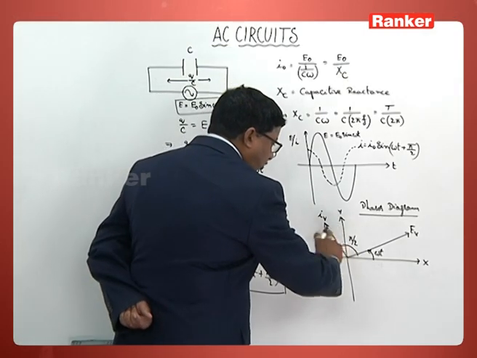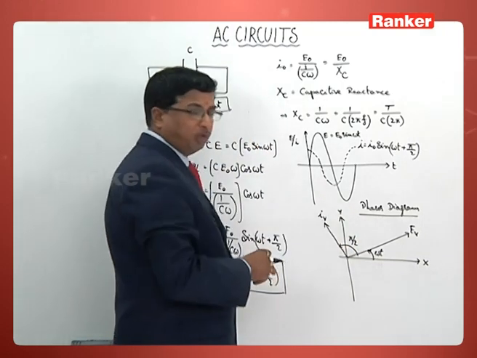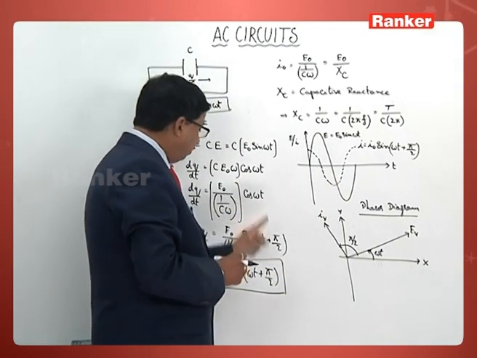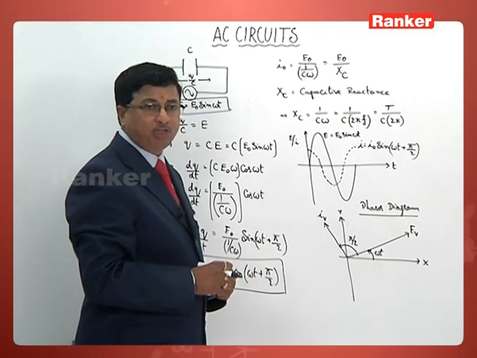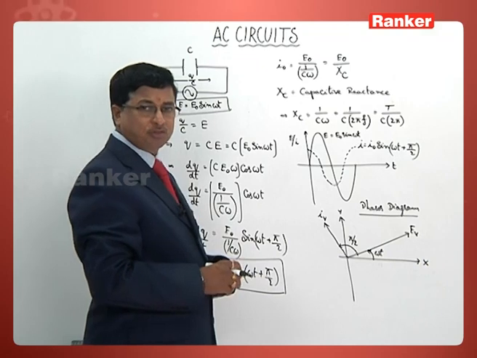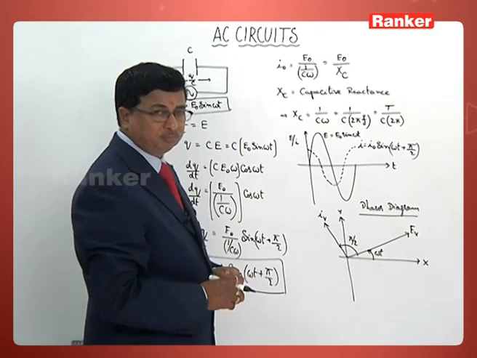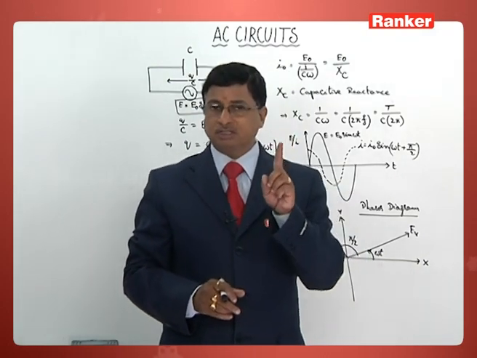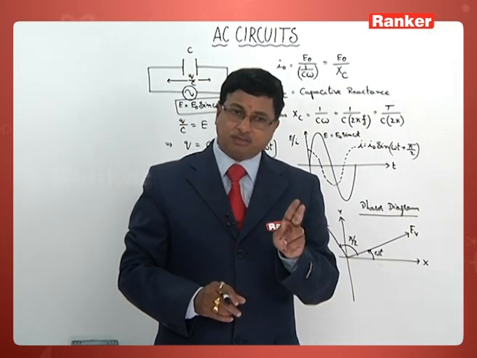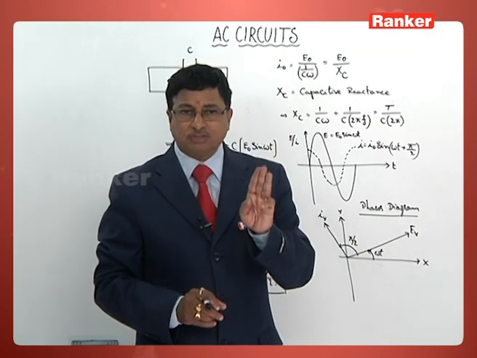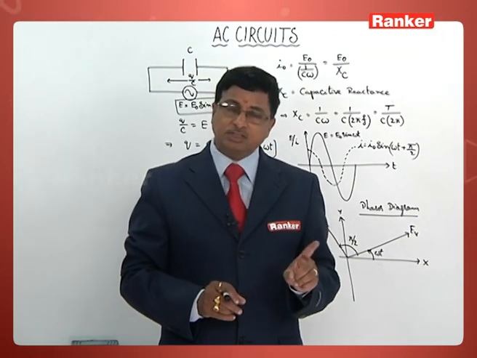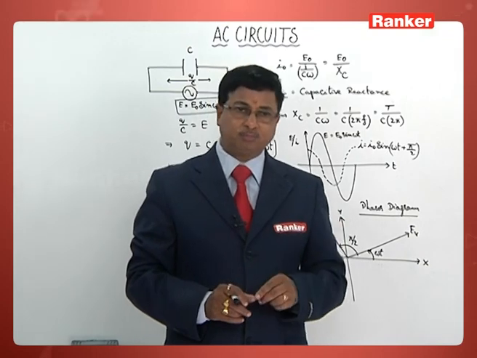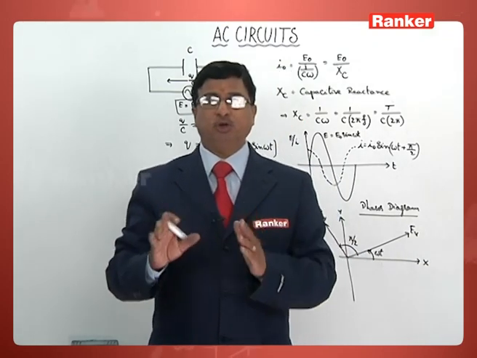So what will be the total phase over here now? Omega t plus pi by 2. So this is actually the phase angle here, this is the phase angle here, and the phase difference between them is now going to be pi by 2 radian as such. So if you can recollect all the three different circuits of AC: one is resistance circuit, one is inductance circuit, and one is a capacitance circuit. In the case of resistance circuit, both alternating EMF and alternating current are in the same phase. The phase difference between them will be zero.